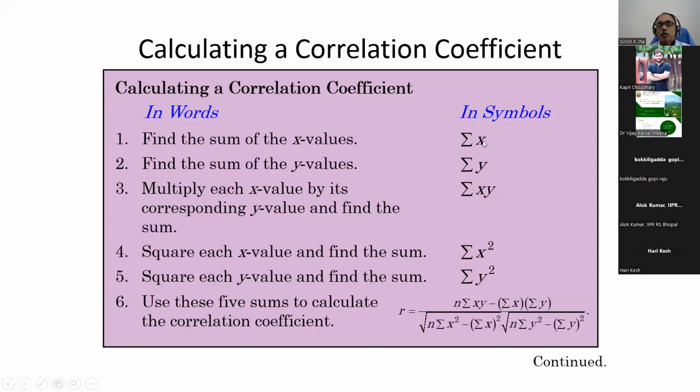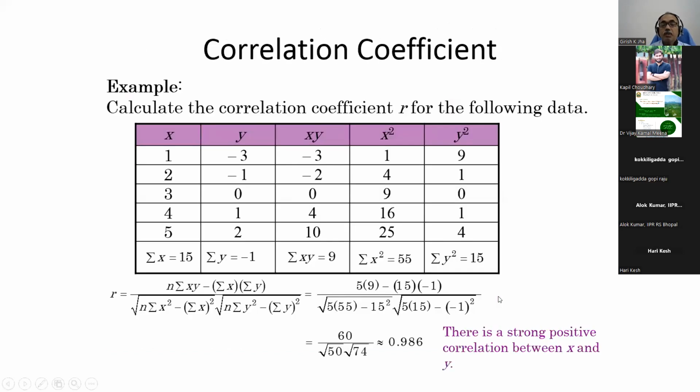So suppose there are two variables. You sum the first variable, you sum the second variable, you have a cross product and sum over it, you square the first variable and take a sum, you square the second variable and take a sum of it, and then you use this. This had been done for a simple example, just for illustration. You have an x variable and a y variable, whatever variables are there, you take a cross product. Now sum over x, sum over y, sum over x and y, sum over x square, sum over y square, and just put all these values in this formula.